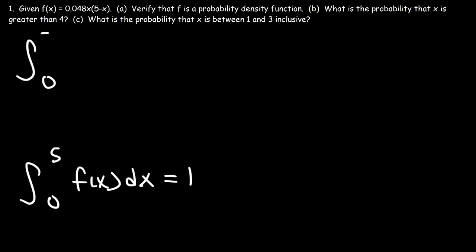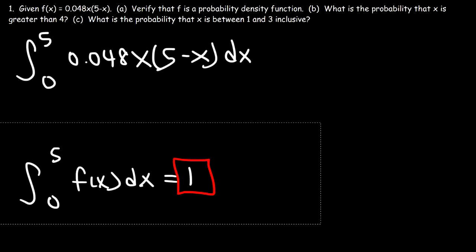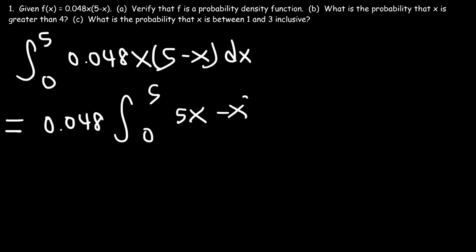So let's integrate 0.048x times 5 minus x dx from 0 to 5, and let's see if it's equal to 1. So the first thing I'm going to do is move this constant to the front. And then I'm going to distribute x to 5 minus x. So it's going to be 5x minus x squared.